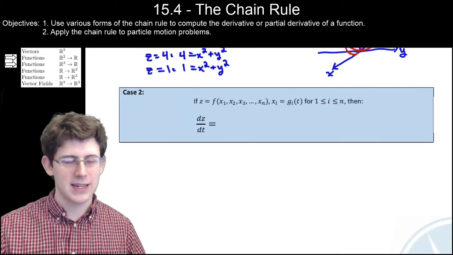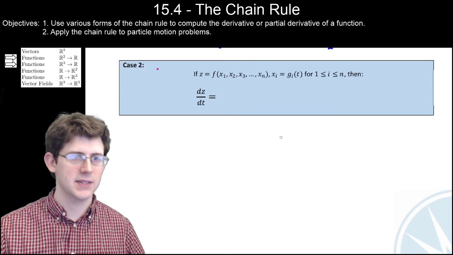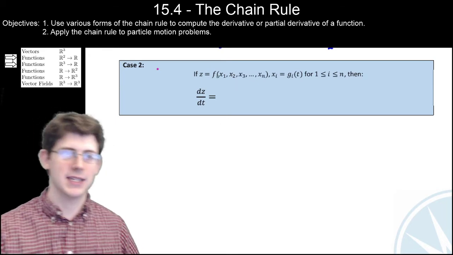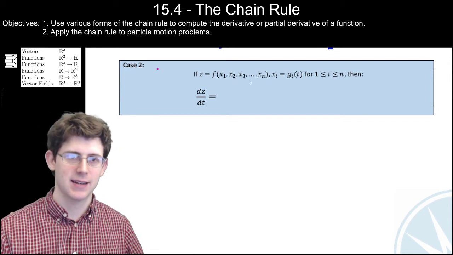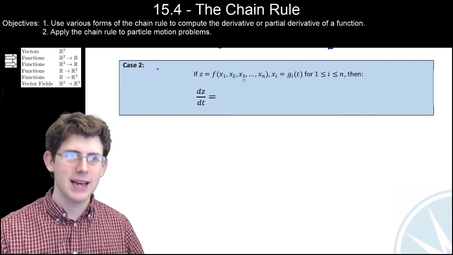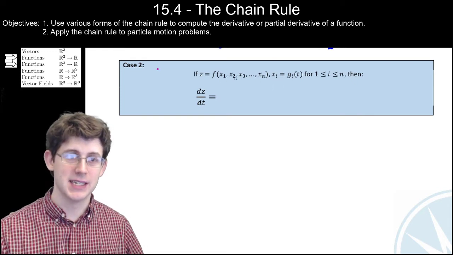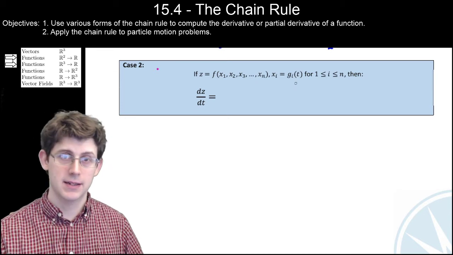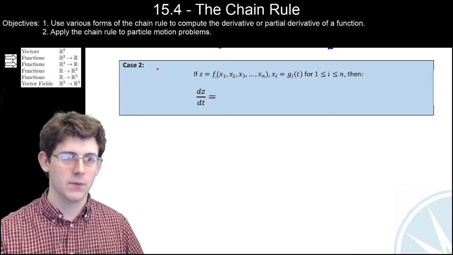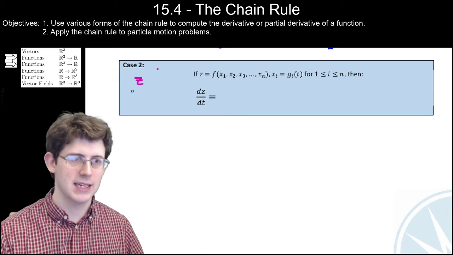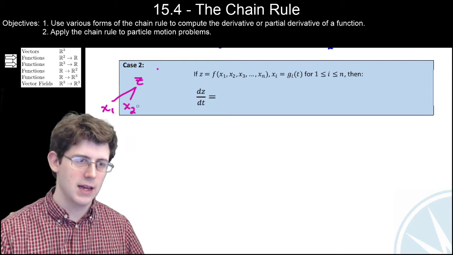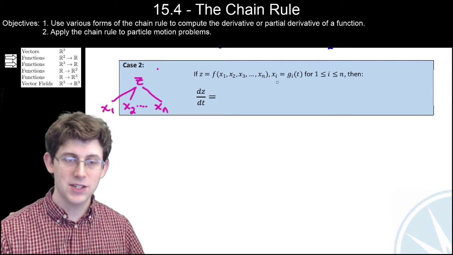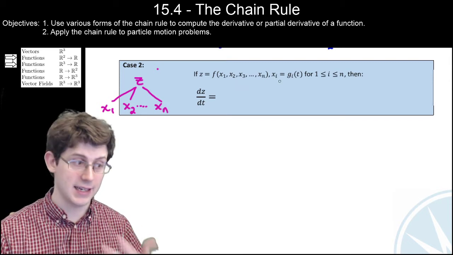Okay, let's try to write down another case. In this case, we'll say, what if f depends on n variables, any number? Maybe n is 10, or maybe n is 8, or n is 2 or 3, that would work too. And all those variables that z depends on all depend on time. Then what would happen? Well, the dependency diagram would say z depends on x1 and x2 and a whole bunch of things, and also at the end xn. And then all the x's depend on time.